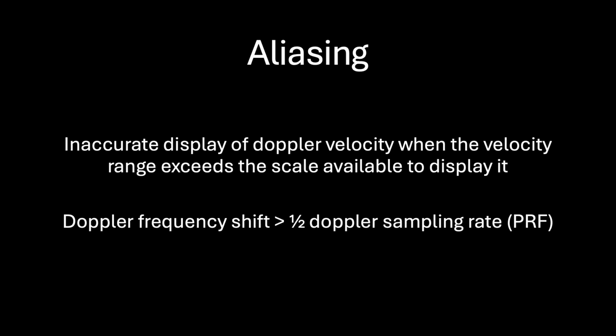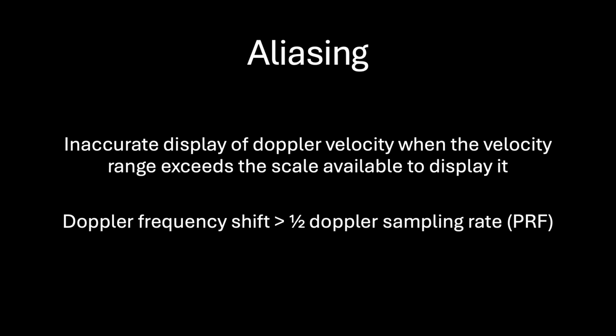Aliasing can be a difficult topic to understand on Doppler ultrasound, but I was trying to figure out a way to make it a little bit easier to understand. Aliasing is the inaccurate display of Doppler velocity when the velocity range exceeds the scale available to display it.